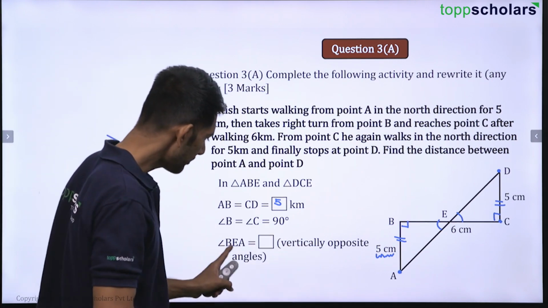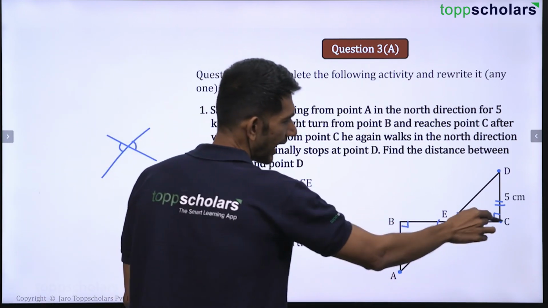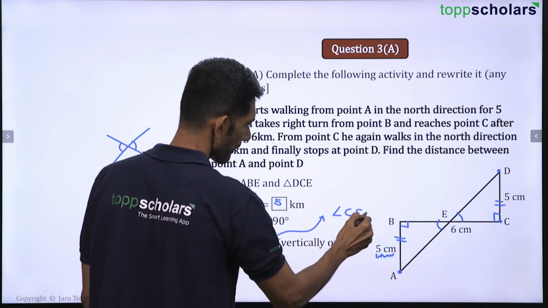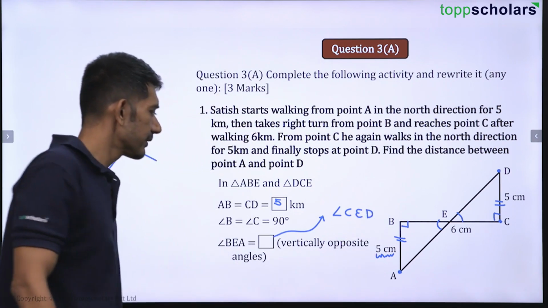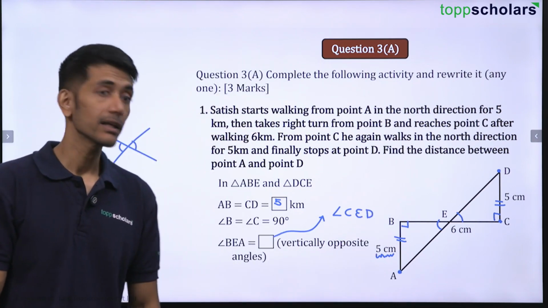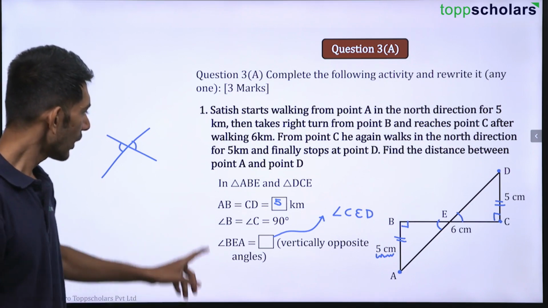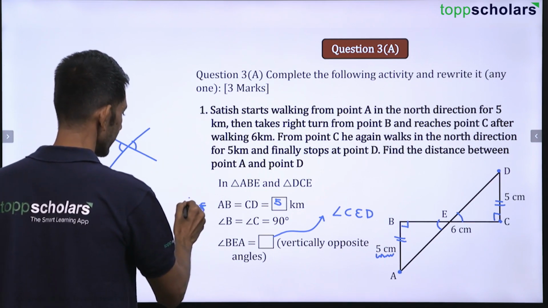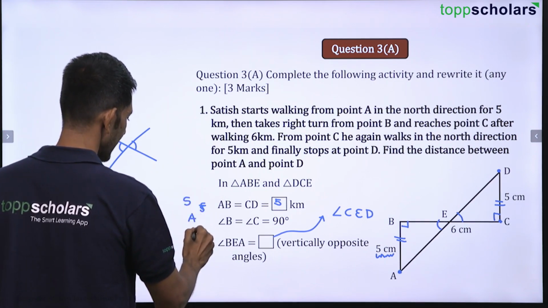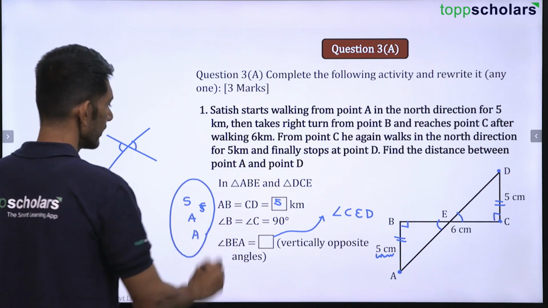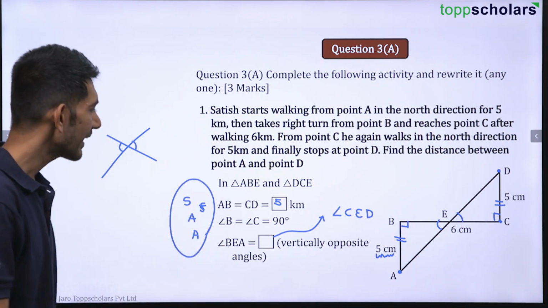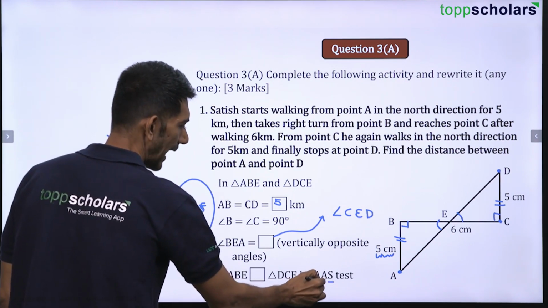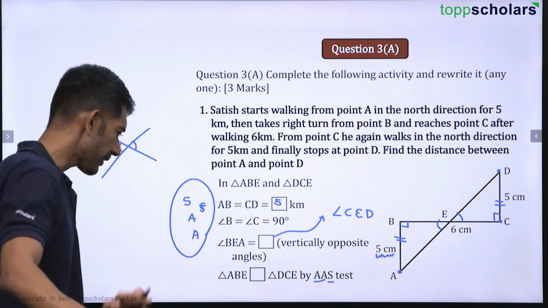So which angle? Angle BEA and angle CED. Both of them are equal because they are vertically opposite angles. Now can I say this is side? Okay, let me write it properly. This is side, this is angle, this is angle. So the two triangles are similar by side angle angle test. Correct? Side angle angle or angle angle side, same thing.